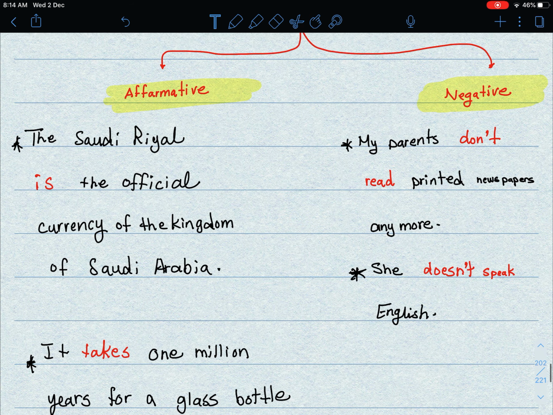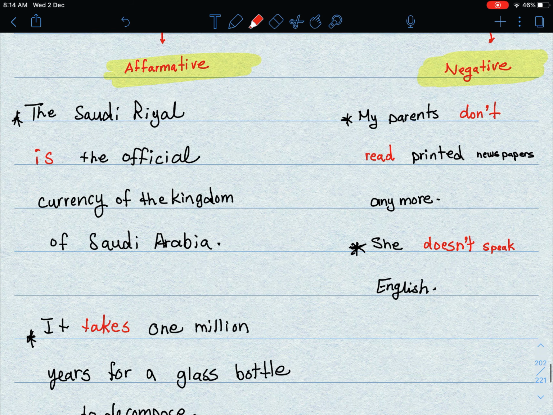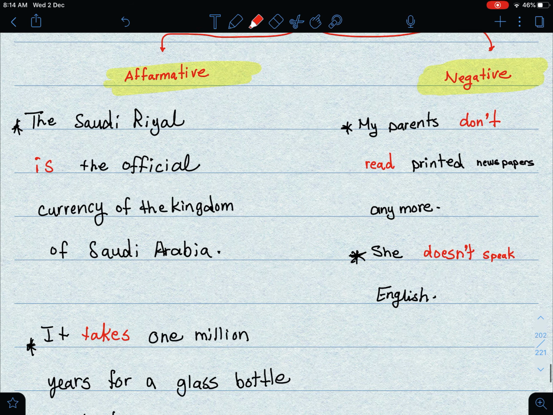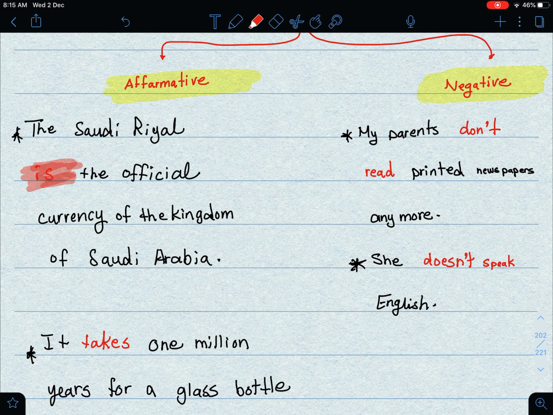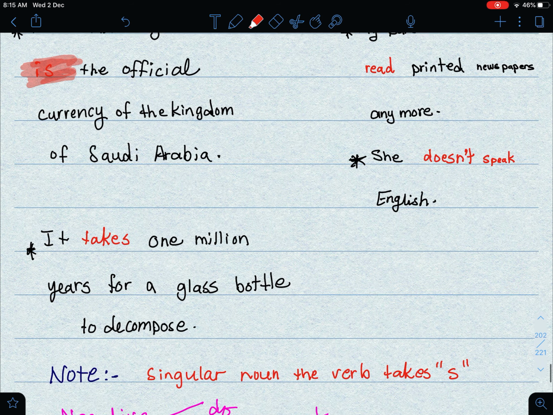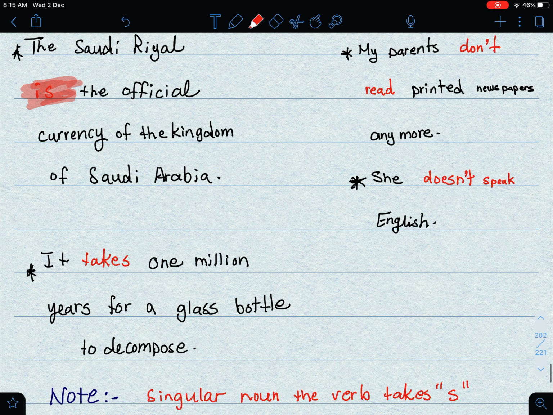As for the affirmative statement, for example, let's take a look here. The Saudi Riyal is the official currency of the Kingdom of Saudi Arabia. So here is in the present tense. طبعا وانتم عارفين ان العملة للمملكة العربية السعودية هي الريال السعودي. This is something true in general، دائما صحيح. Okay, now let's take a look at this example.